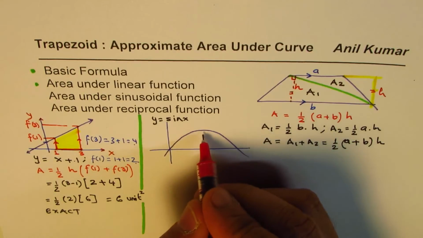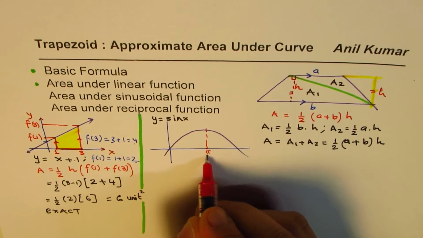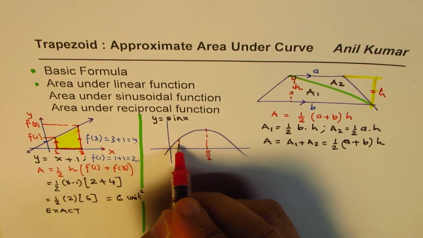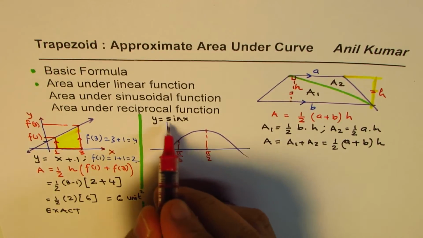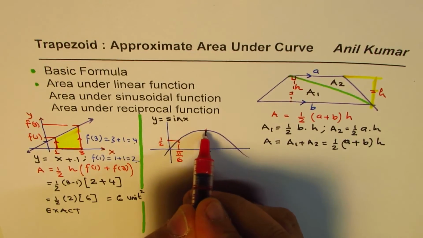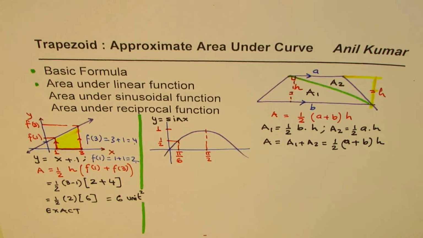We'll make a trapezoid, right? So let's say this is the peak, which normally will be at pi by 2. And then let's take a point here, which is, let's say, pi by 6. You know, sine pi by 6 is half, that's why I've taken this value. And sine pi by 2 is 1, right?